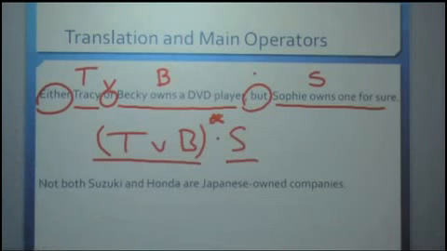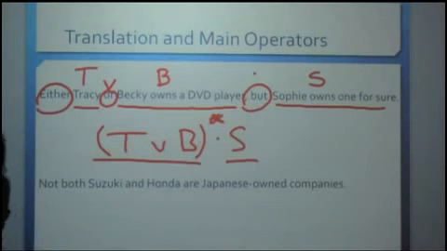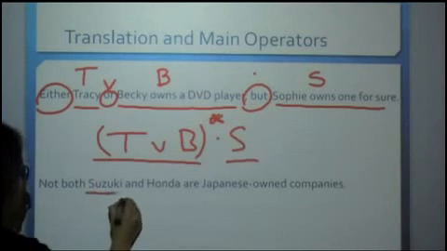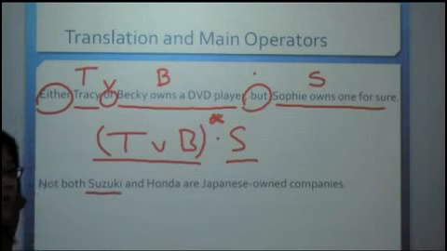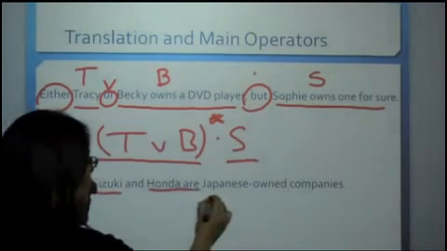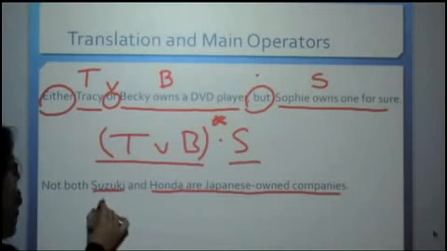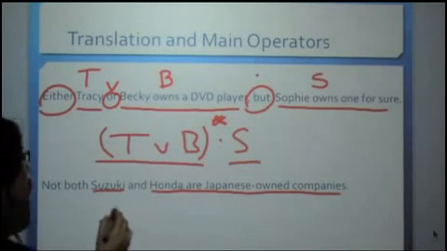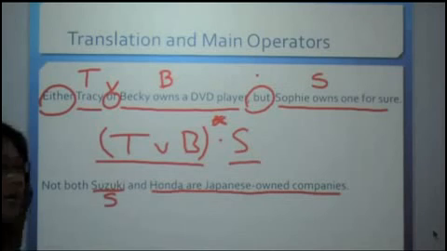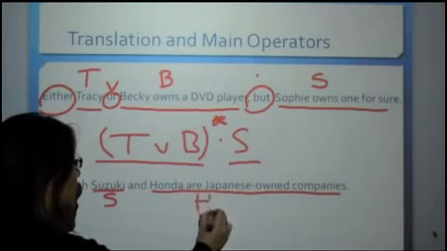Here's another example. Not both Suzuki and Honda are Japanese-owned companies, okay? So again, we want to first identify the simple statements that make up this compound statement. And here we have Suzuki is a Japanese-owned company. That's one simple statement that makes up this compound statement. And then Honda is a Japanese-owned company. That's another one. Okay, so I'm going to give the statement Suzuki is a Japanese-owned company the propositional variable S. And I'm going to give the statement Honda is a Japanese-owned company the propositional variable H.